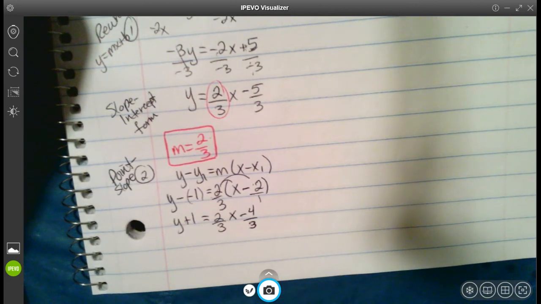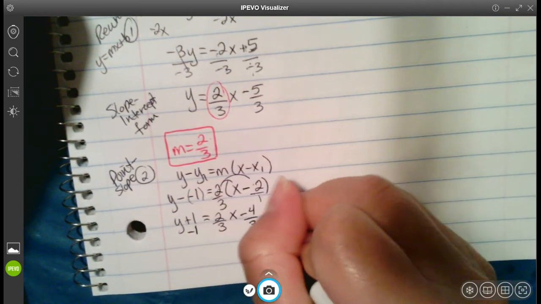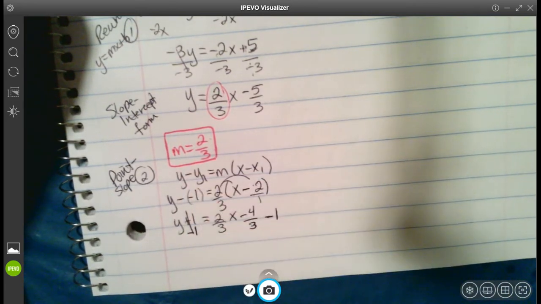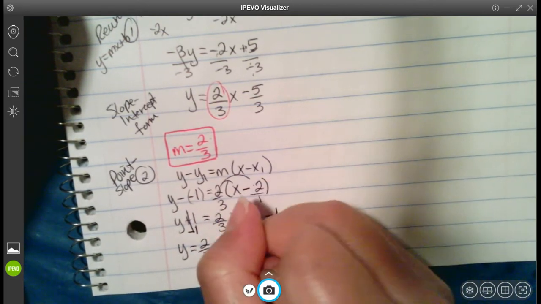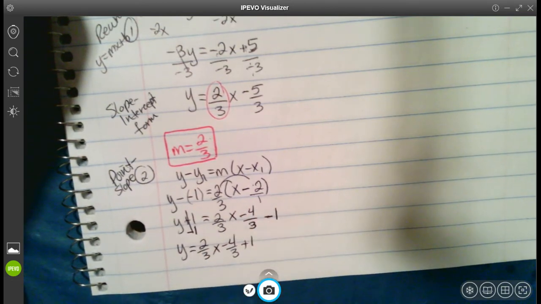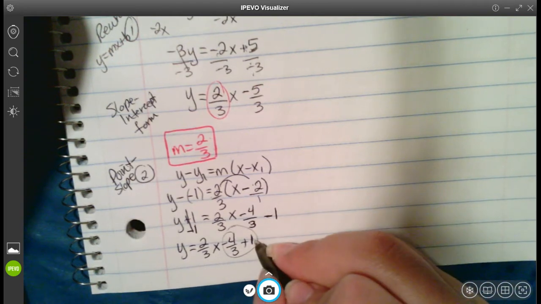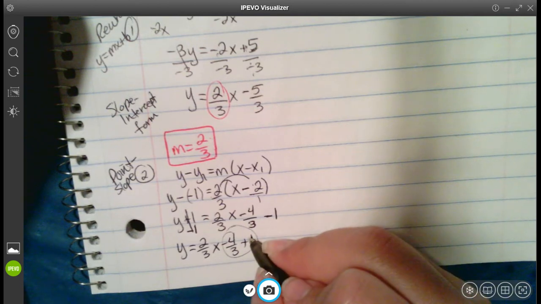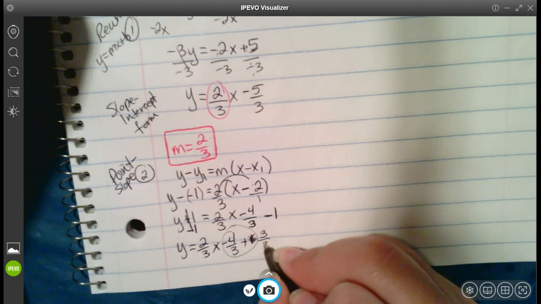Okay, hopefully you're still with me. Now here's where that more fraction work happens. So we have to deal with this +1 still. So I'm going to subtract 1 from both sides. Okay, so now I have y equals all this. y equals 2/3 x minus 4/3 plus 1. But you have to combine this. You can't just leave it like that. So here's where we have to change this 1 to a fraction. I'm going to change it to a fraction of 3/3.